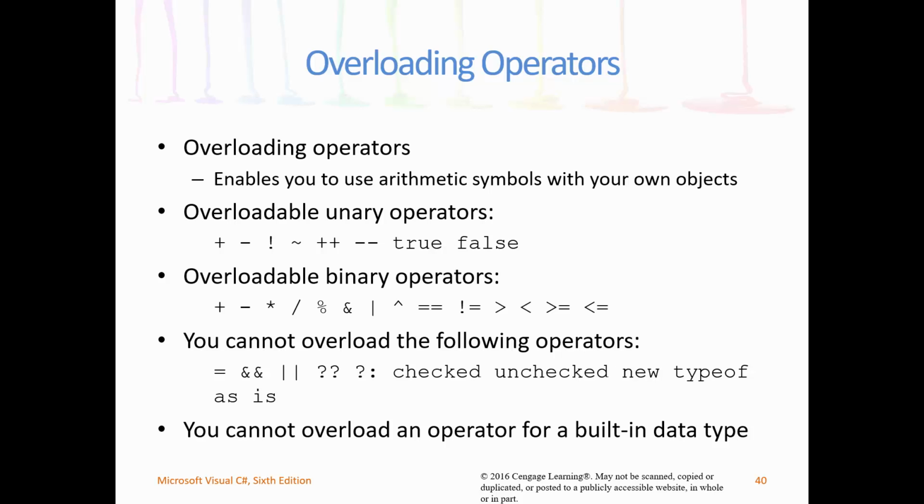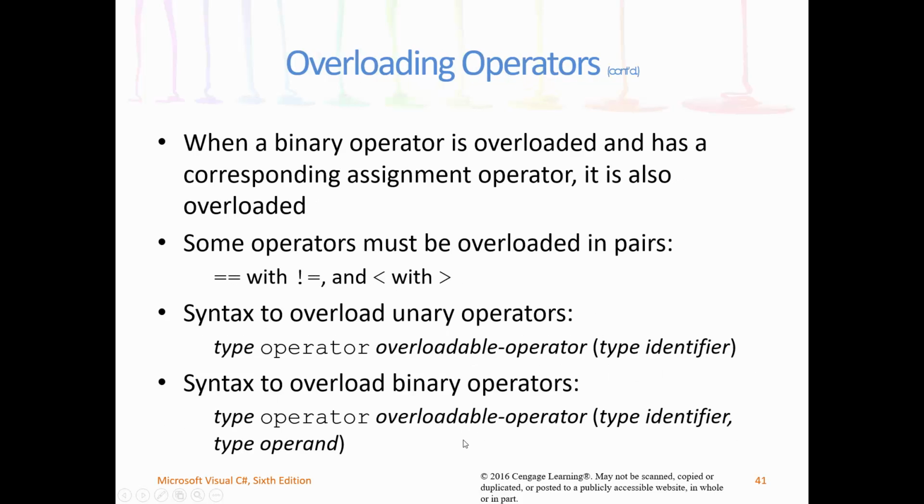All right, probably the hardest thing so far in this class will be the next section, and that's on overloading operators. When you overload an operator, what you're doing typically is trying to use an operator on an object in the same way or a similar way that it would be used by a simple data type. So as mentioned, overloading operators allows you to use arithmetic symbols, but with your own objects. Notice these are overloadable, these are not overloadable, and you cannot overload an operator for a built-in data type.